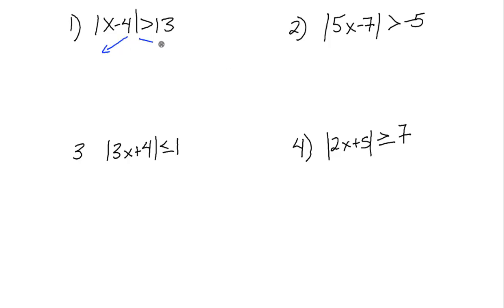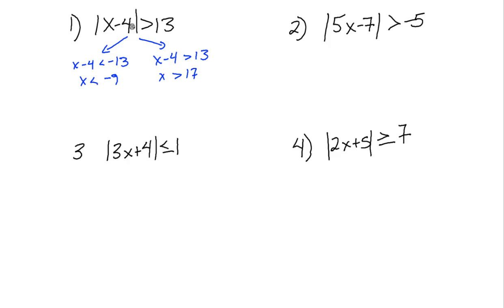So this one splits into two. So we have x minus 4 can be bigger than 13. And the other one is that x minus 4 is less than negative 13. Now again, the negative one switches direction. So we have x minus 4 smaller than that. So let's look at the two answers. X greater than 17. Yeah, that works. And x less than negative 9.